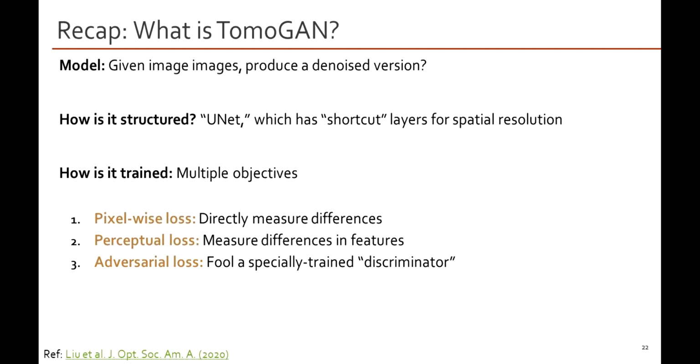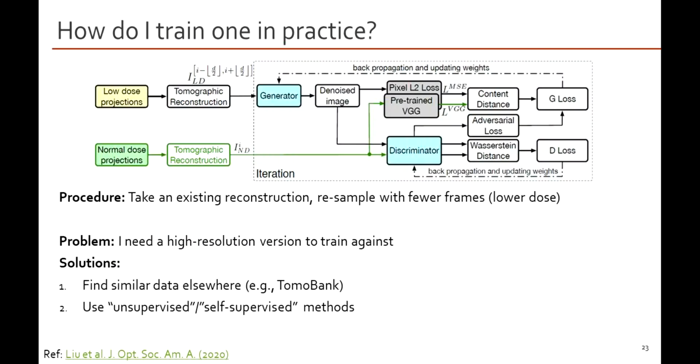And then finally it had this adversarial loss, which was from a specially tuned discriminator that would help classify those harder to quantify bits of what makes a tomography image look like a tomography image. And so to wrap up on TomoGAN, we'll talk about one more thing, how it's actually trained in practice.